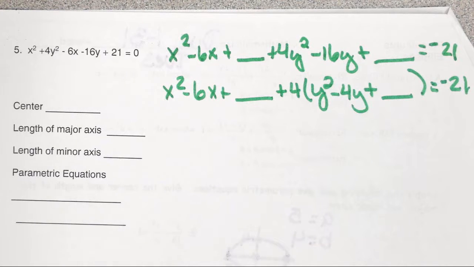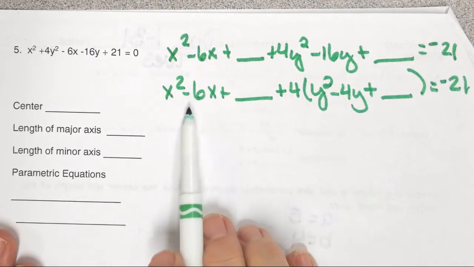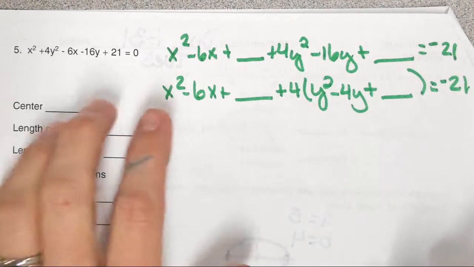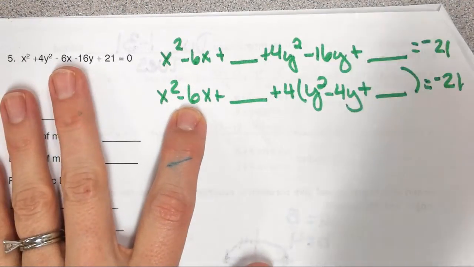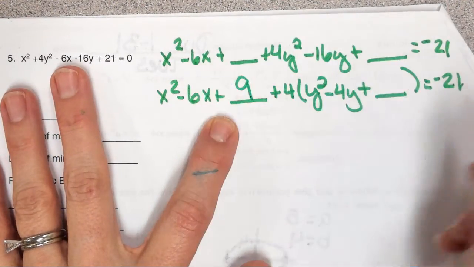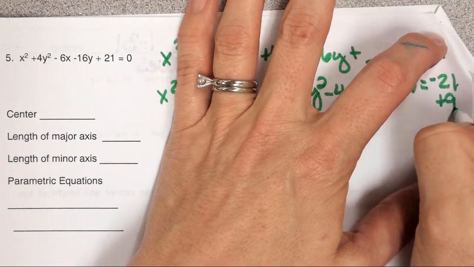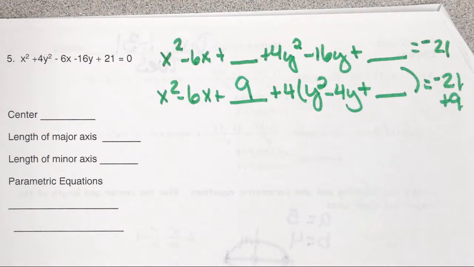Our pattern was half it, square it, add it. We're going to half it, square it, add it. What is half of negative 6? 3. What is 3 squared? 9. So I have to add it over here too.